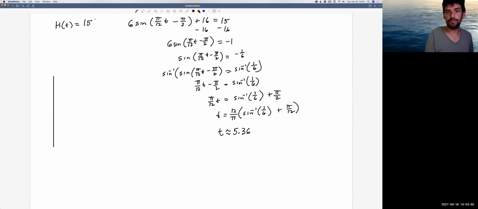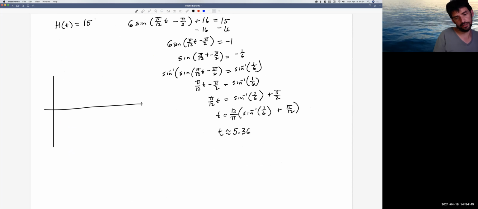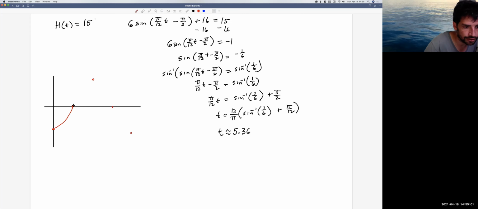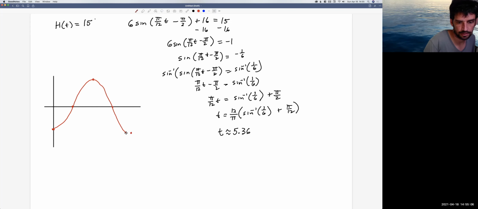So I'm going to draw the midline here to make it easier to draw. And then we're starting at our low point. We'll hit the midline. Then we'll hit our max, back to the midline, back to the low tide. My graph will look something like this, okay?